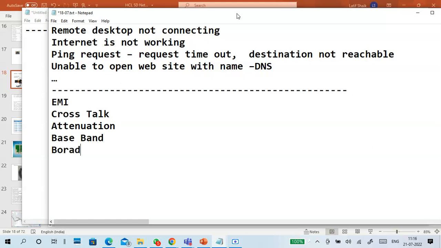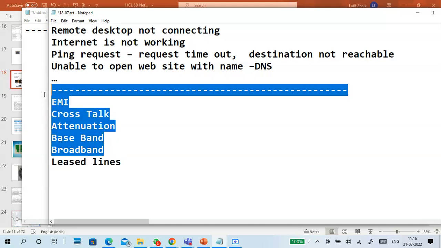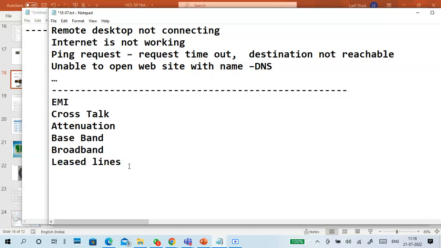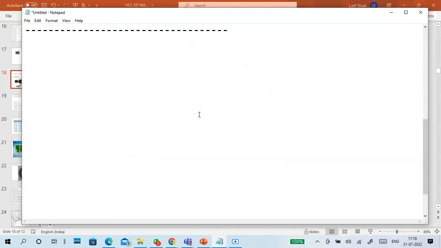What is broadband? What is leased lines? Okay, find out these terminologies, and of course, there are a lot of terminologies. So, what it is, what it is.